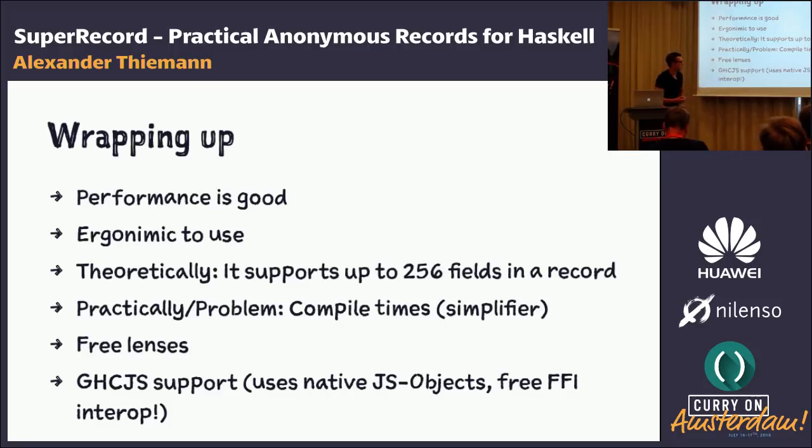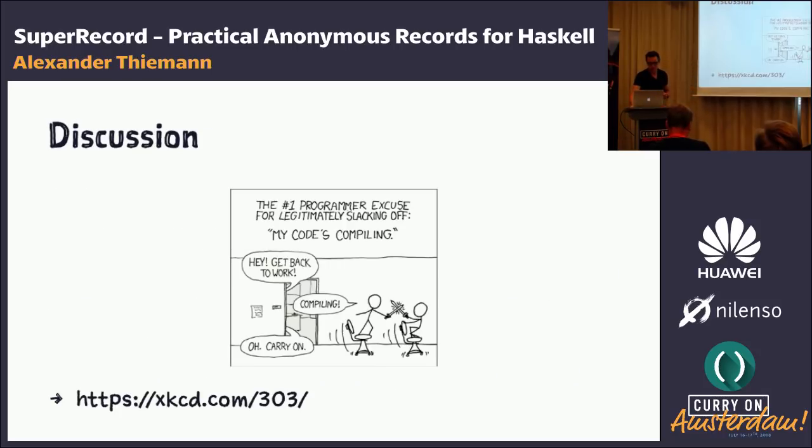You get free lenses if that's your thing, and another cool thing is we've also implemented GHCJS support. If you're compiling for GHCJS, we won't use the SmallArray, but you can give us a flag, and then instead we will just use native JavaScript objects. This is really cool because that means you get free FFI interop. You can take any JavaScript object that is JSON-y, right? It shouldn't contain constructors and magic like that. But if it's JSON-y, then you can just load it and use it as the JSON thing, and there's no conversion needed anymore. So that's pretty cool. Right, cool. That's the end of the talk. Here's the classic compiling joke, and ask away. Thank you.